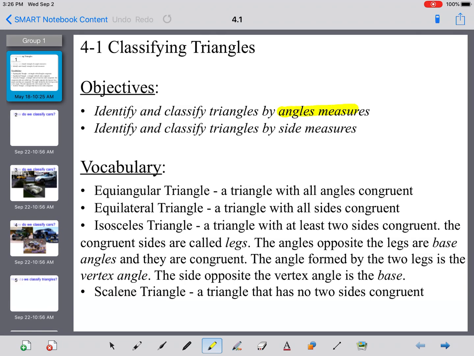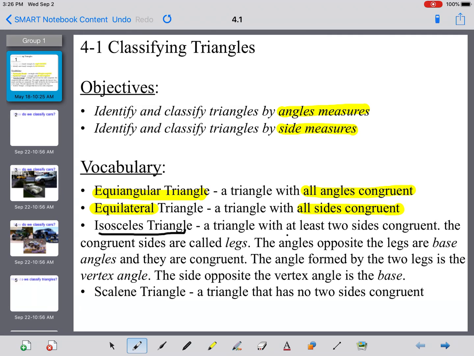So we're looking at classifying triangles. This is something you would have done previously, as far as understanding that you can classify triangles by their angle measures and by their side measures. We call an equiangular triangle a triangle that has all congruent angles. Similarly, an equilateral triangle has all sides congruent. So all angles congruent is equiangular, all sides congruent is equilateral. Lateral means side.